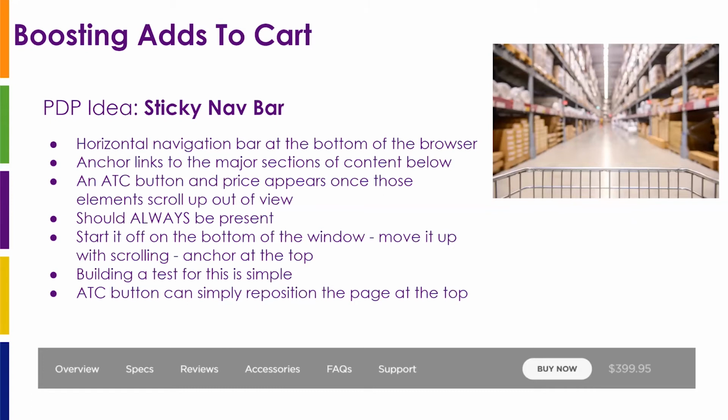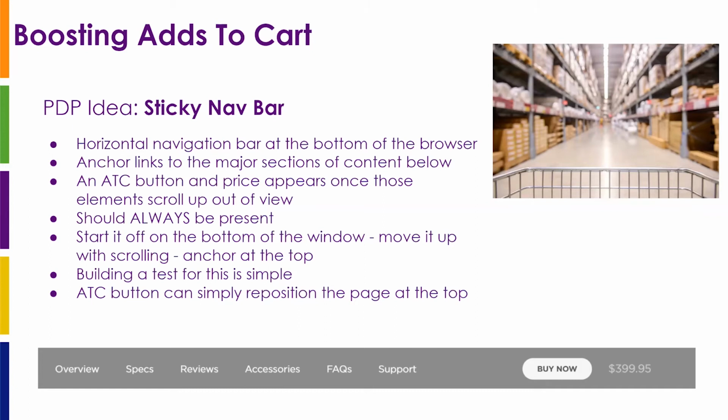The add to cart button and the price appear, perhaps, and this is a buy now button in this example, but whatever you use. But those appear once you've scrolled the bar up out of the way. So what happens is, as you scroll down the page, this bar goes up the page and anchors to the top of the page, right? So as you scroll all the way down the page, this anchors to the top of the page. And when the buy now or add to cart button scrolls out of view, it pops up here, right? It should always be present on the page. It should never not be present.